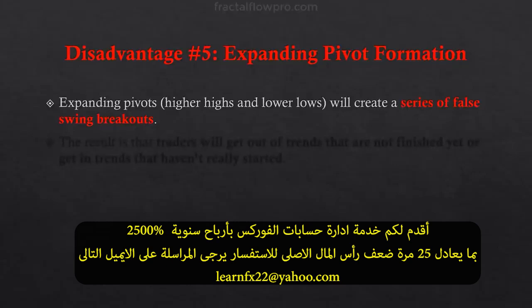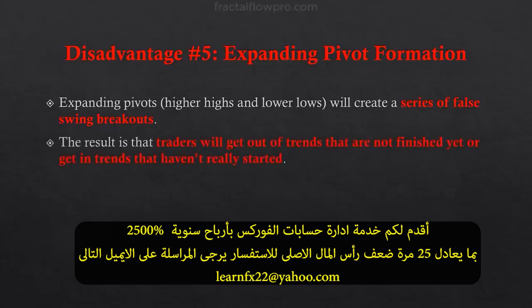This sort of situation is deadly for someone following the Dow theory rules and guidelines. The expanding pivot formation will generate not just one, but a series of false reversal signals, and that will obviously remove traders of trends that are not finished yet, or get traders in trends that haven't really started. In this illustration, you can see how the creation of alternating swing breakouts will generate a cascading effect of false signals that will greatly diminish the effectiveness of the Dow theory as far as reversal signals go.